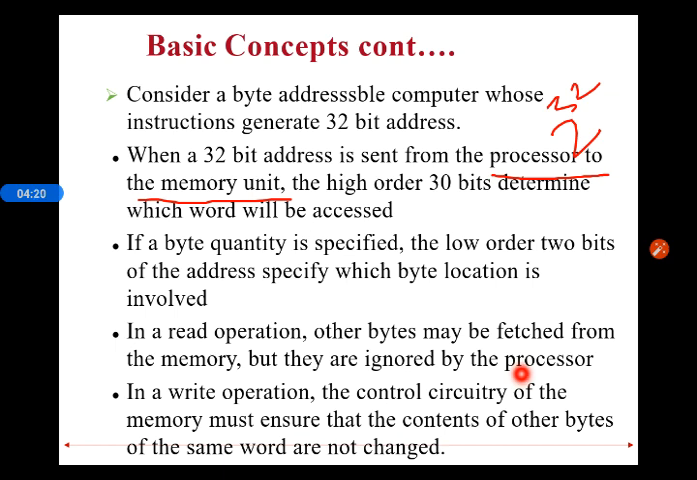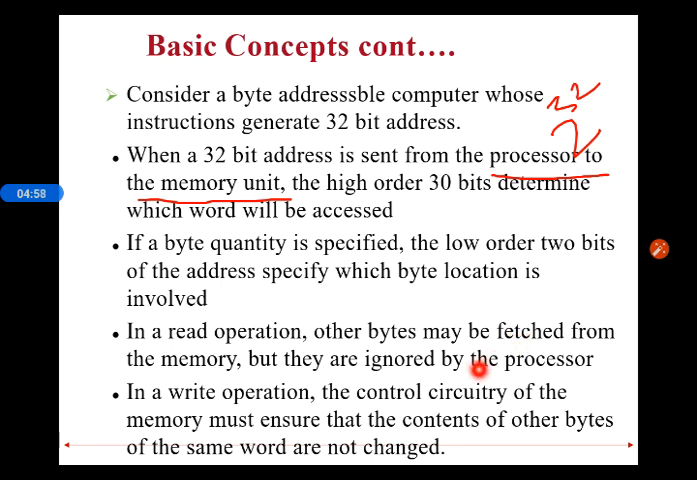That means in this case they are talking about word addressing, but our computer is actually byte addressable. We are assuming that the instructions generate a 32-bit address, and that a memory location contains 4 bytes. These 4 bytes can be separated using the lower order 2 bits. In the read operation, the other bytes may be fetched from the memory, but they are ignored by the processor. We will see all the technical details behind this.